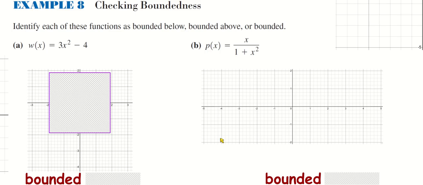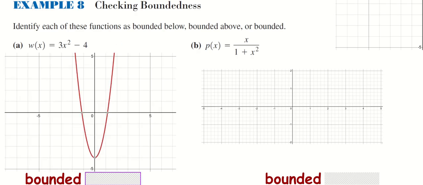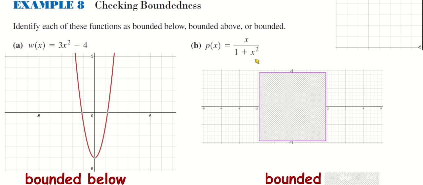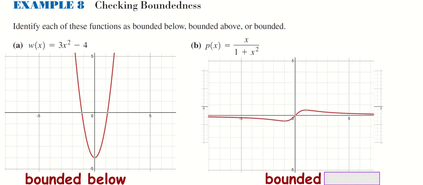Pause the video and go back, or pause it if you need more time to write all that stuff down. But again, checking boundedness is just a matter of looking at the graph: Desmos.com, TI graphing calculator. So obviously looking at this graph, you could say it's bounded below. This graph, again, just throwing it into Desmos or whatever. And hopefully you can tell just by looking at this graph that it is both bounded above and below, so you just say bounded. Moving on.